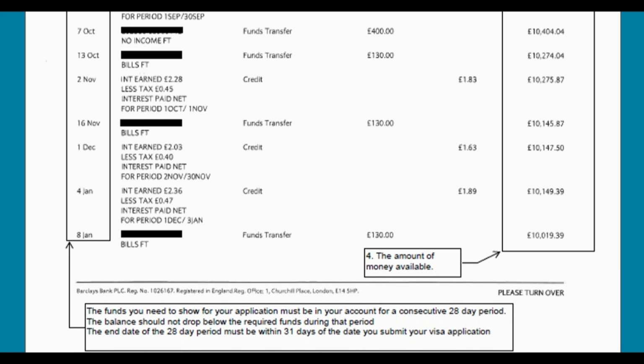So it's very important to make sure that your money does not dip below the required amount, even if that's just for one day, because if it dips below the amount that you need to have, the 28-day period will need to start again. And the most recent transaction on there should be dated within the last 31 days of your visa application. And when I say your visa application, I mean the day that you apply online and pay for the application. That is counted as your visa application date.